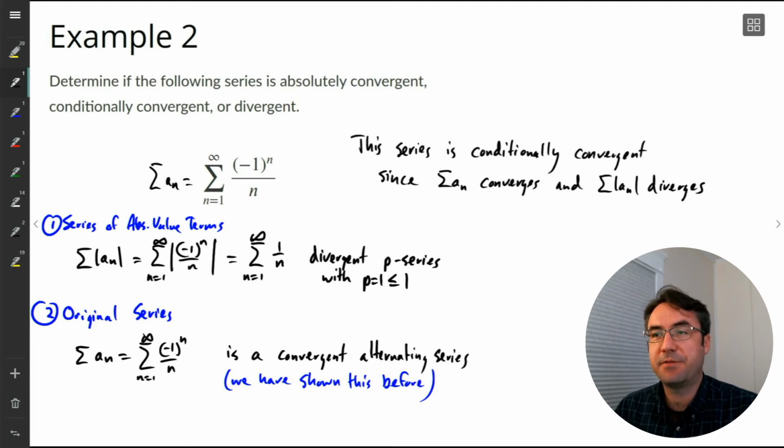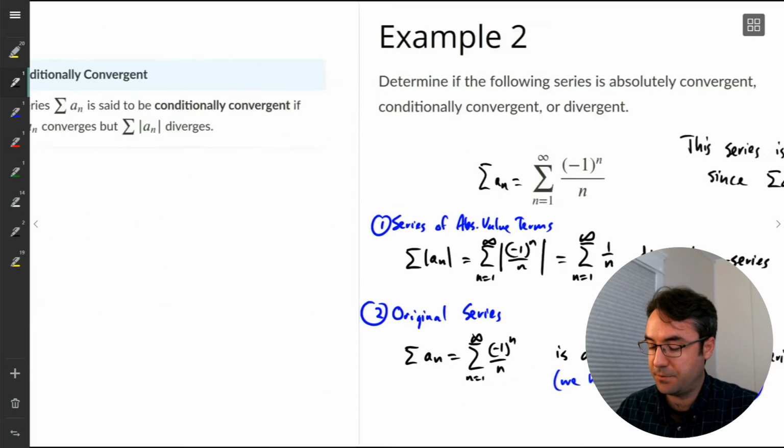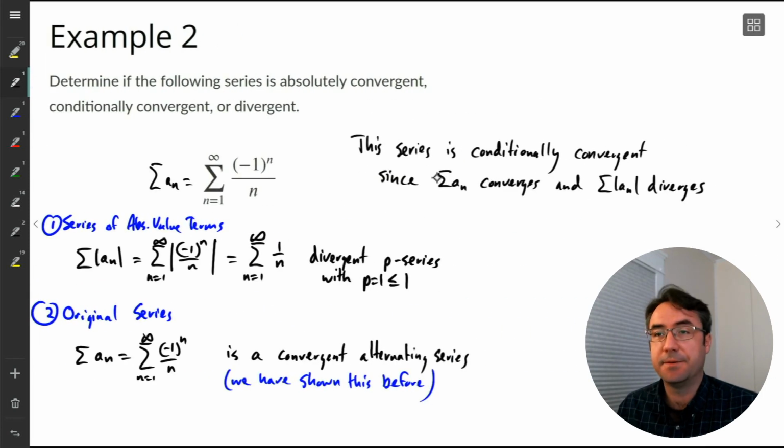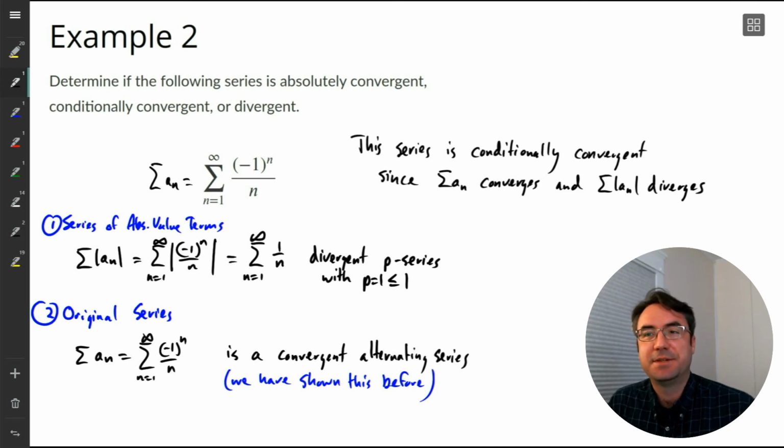So if we go back to our definition, what was our definition for conditionally convergent? It's where our original series converges, but the absolute value series diverges. So our original series converges, but our absolute value series diverges, so it makes this thing conditionally convergent. All right, let's try one more example.